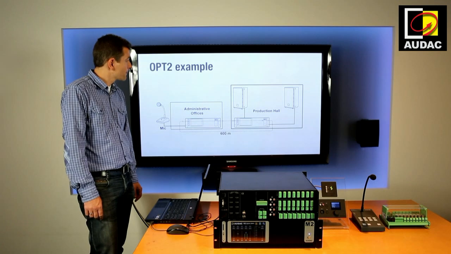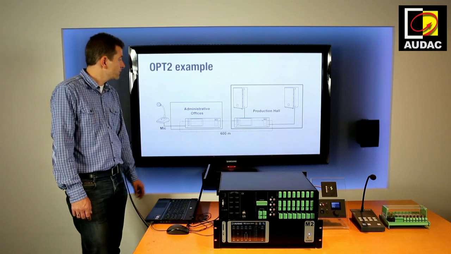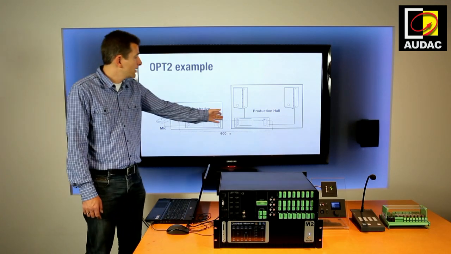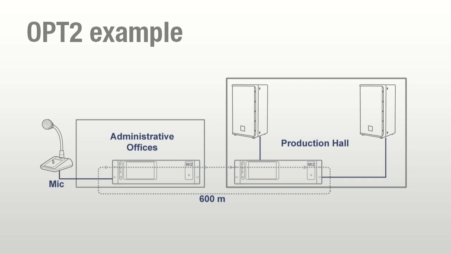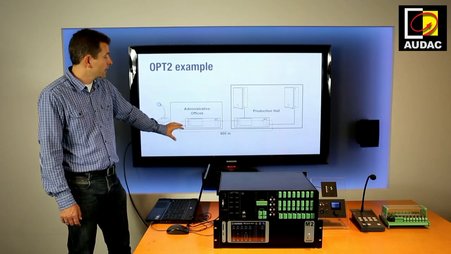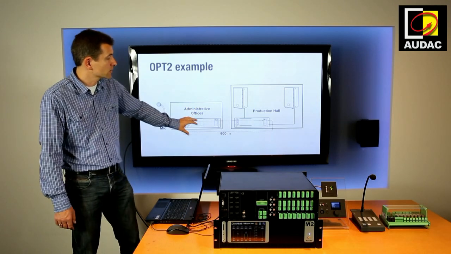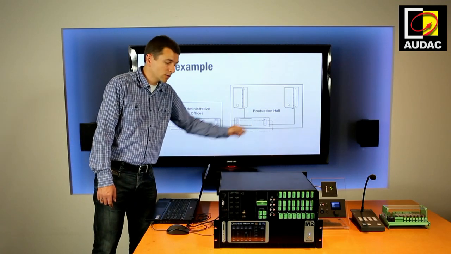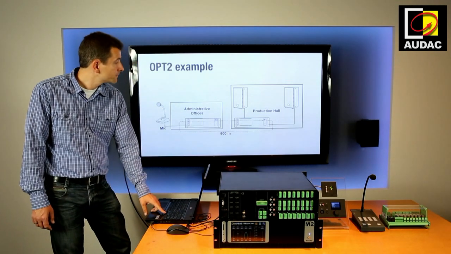Small example. I have a factory with some offices over here and on another distance a production hall. 2 M2s or 2 R2s or mixed. One paging table over here. This paging table can page in all the offices and also in the production hall in each zone that you configure.